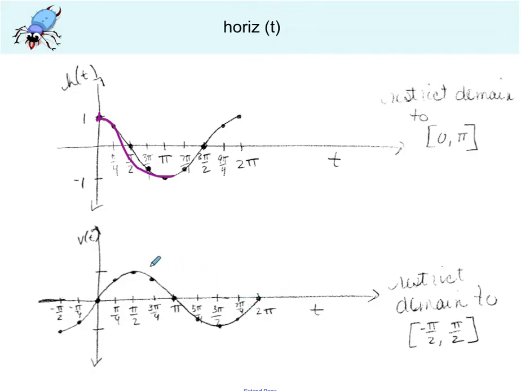The next is v of t, and here my vertical coordinate is 0 at time equals 0, and then it increases up to 1 and then decreases down to -1. My 1-to-1 section that I use to restrict it is that one. It's nice to include the origin if you can, so I restricted my domain to be between -pi over 2 and pi over 2.